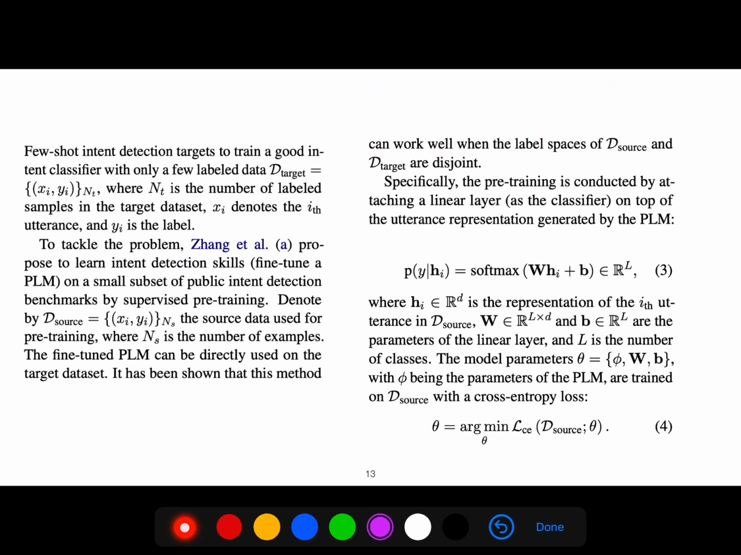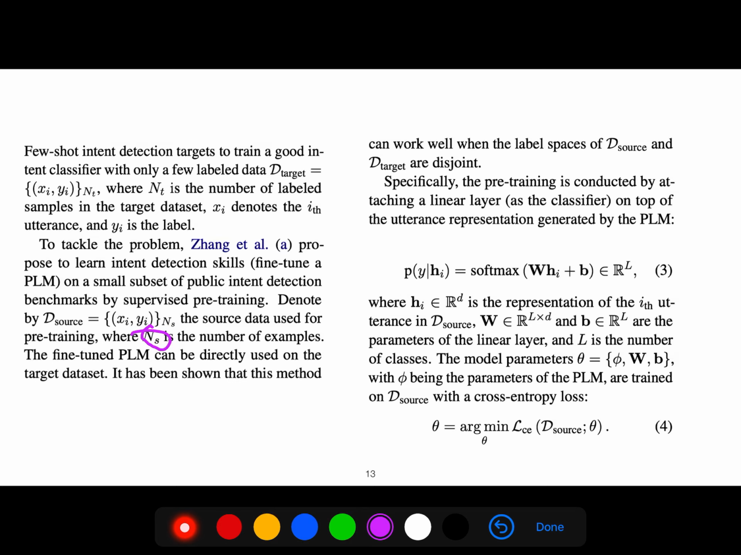Few-shot intent detection aims to train a good intent classifier with only a few labeled examples. They propose to learn intent detection skills on a small subset of public intent detection benchmarks by supervised pre-training. They have source data for pre-training, where the number of source is the number of examples used for the source domain. The fine-tuned pre-trained language model can be directly used on the target dataset.